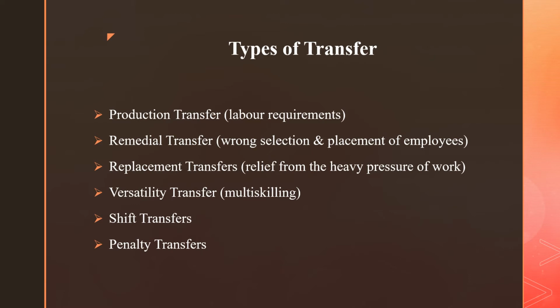So for example, we have two divisions. In one division we have a shortage of manpower and in the other division we have an excess of manpower. So what the company can do is take some of the employees from the division where we have an excess of manpower. The main purpose of doing such a transfer is to avoid the layoffs that organizations would otherwise make if they have an excess of manpower. The other main purpose is to maintain stability at the workplace. So this is the core reason why the production transfer is done.